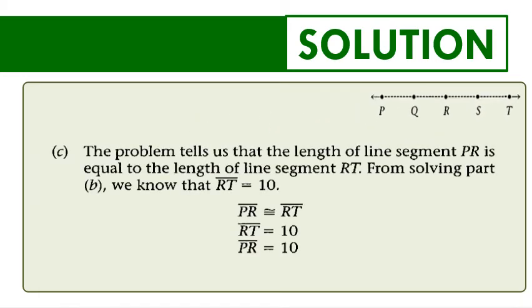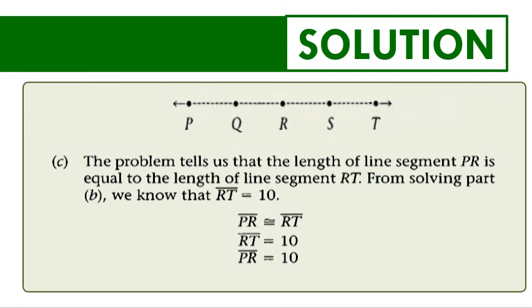The problem tells us that the length of the line segment PR is equal to the length of the line segment RT. So, from solving, we know that RT is equal to 10. So, ang ginapapangita sa atong subong is PR. Since same ang length ng PR kag RT, automatic na PR is equal to 10.